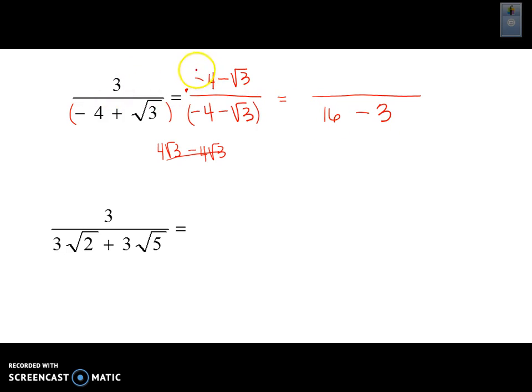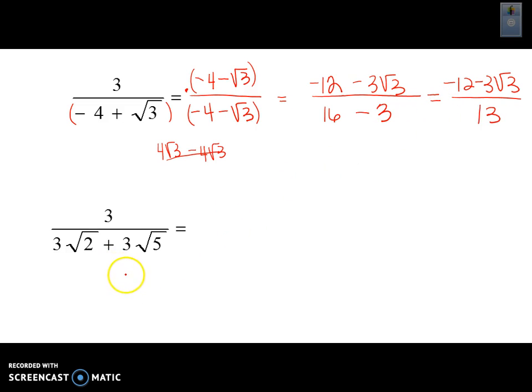Up top we distribute, so 3 times -4 is -12, and then 3 times negative square root of 3 is -3 square root of 3. And in this case we just need to simplify, so -12 minus 3 radical 3 over 13 is my final answer.